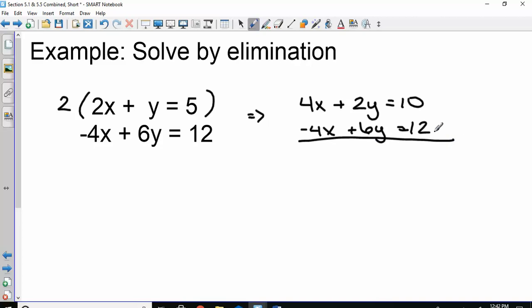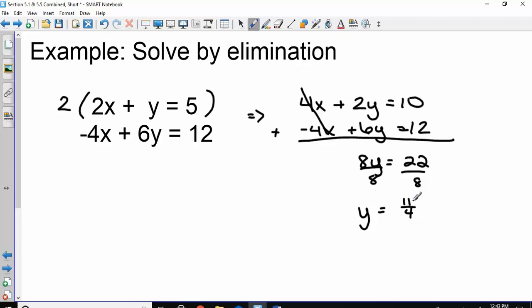If I had said I wanted to cancel out y, what would we have done? Multiply the top one by negative 6. Okay. So now if I add these two equations, positive 4x and negative 4x cancel. 2y plus 6y is 8y equals 22. Divide by 8, and that would reduce to 11 over 4.